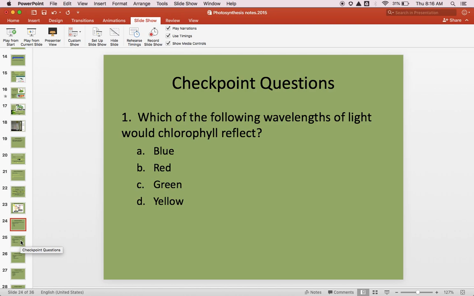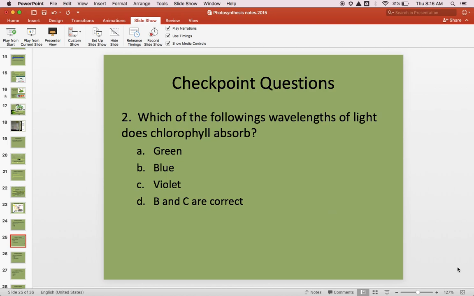So the first checkpoint question is, which of the following wavelengths of light would chlorophyll reflect? Is it A, blue, B, red, C, green, or D, yellow? Okay, I'm not going to go through and read all of them. I'm just going to let the checkpoint questions stay up for a couple seconds. If you need more time, you can always pause the video.